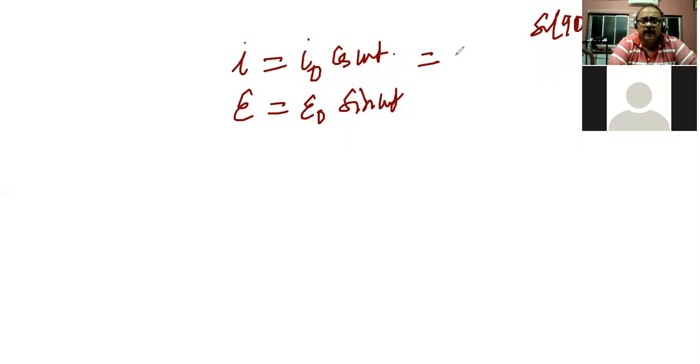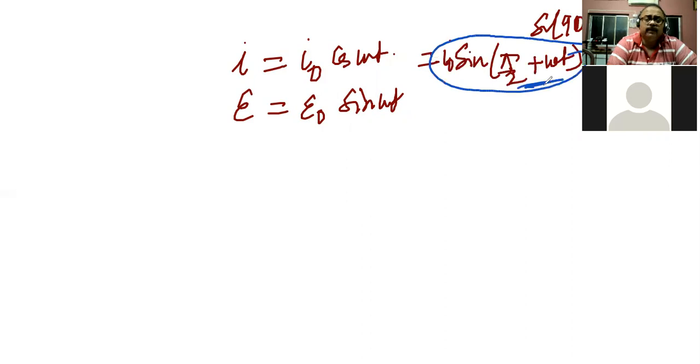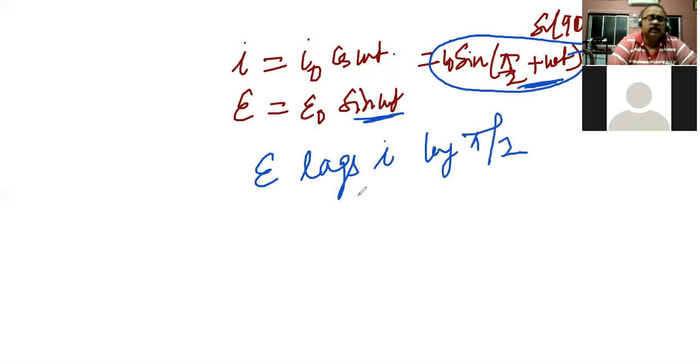So I naught cos omega t, that is equal to, I can write, I naught sine of pi by 2 plus omega t. A very, very interesting relation you can see over here. Looking at the above equations, you can say this is pi by 2 plus omega t and this is omega t. What conclusion can you draw from here? That here E lags I by pi by 2. A very, very important thing in the case of a circuit containing a pure capacitor, that potential lags current by pi by 2.